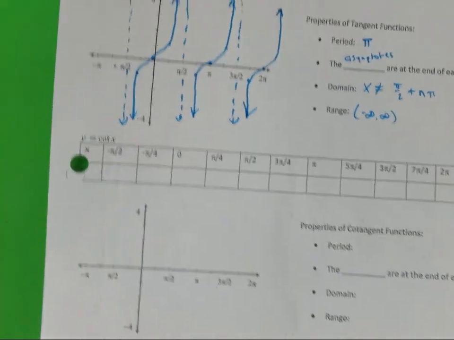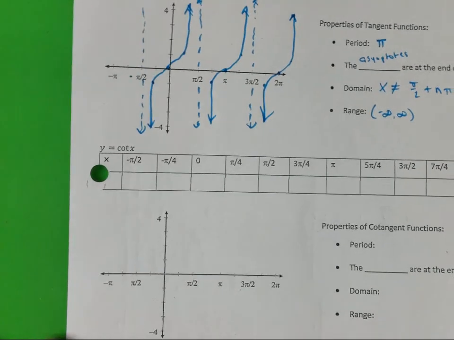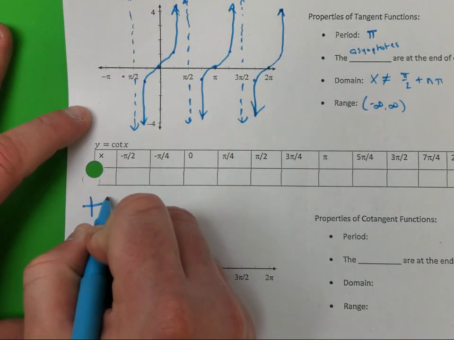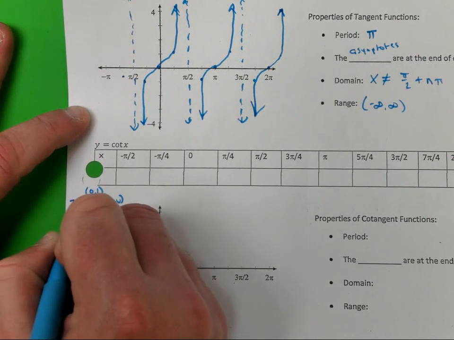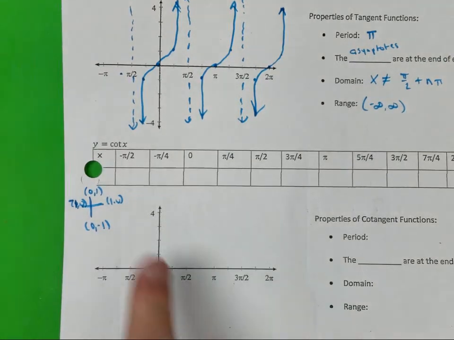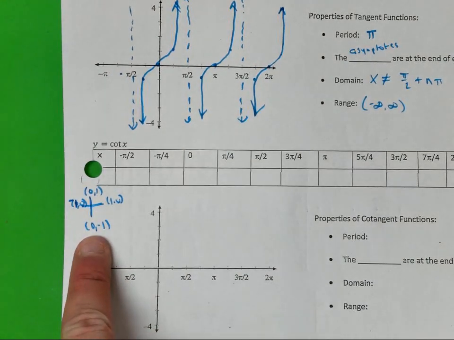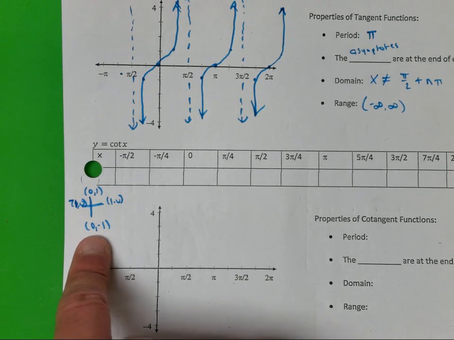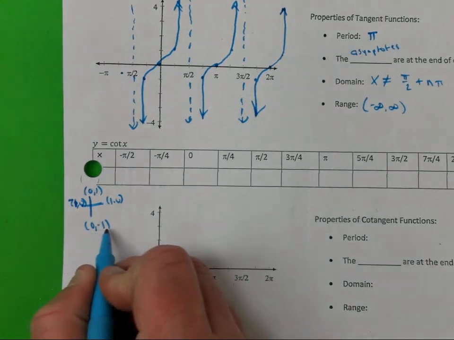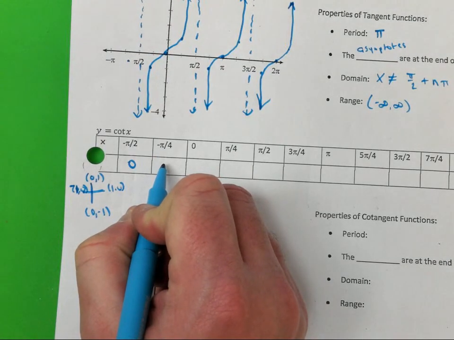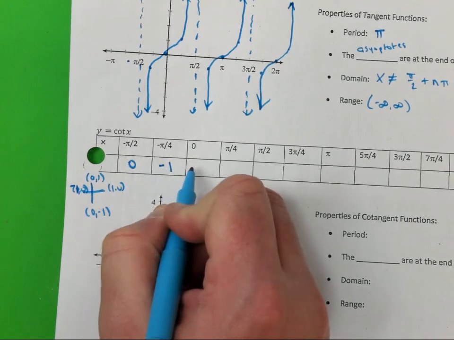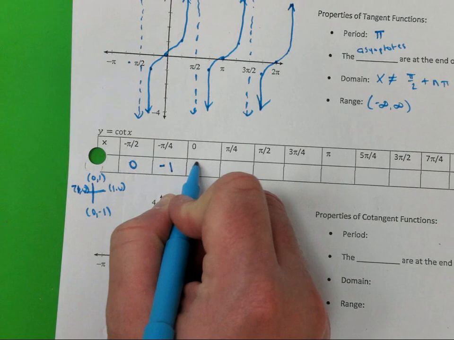Alright, let's look at cotangent. I'm going to draw a picture right here just to help you fill out the chart. Negative pi over 2, cotangent. Remember, cotangent is x divided by y. 0 divided by 1 is 0. Negative pi over 4 would be negative 1. Cotangent of 0, 1 divided by 0 is undefined.